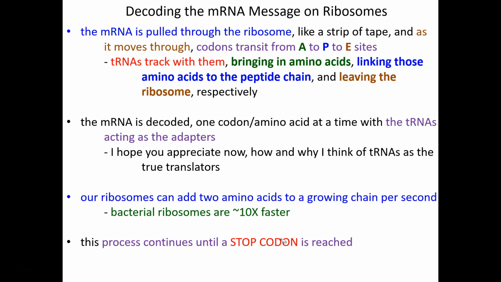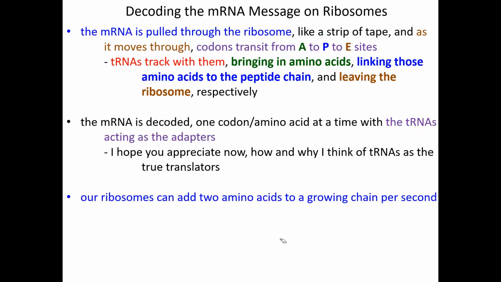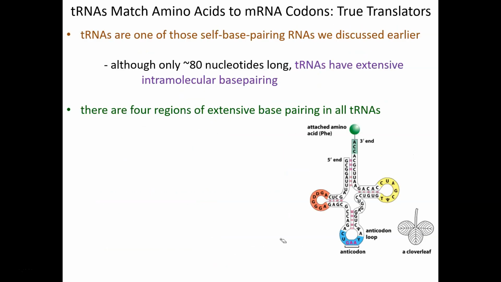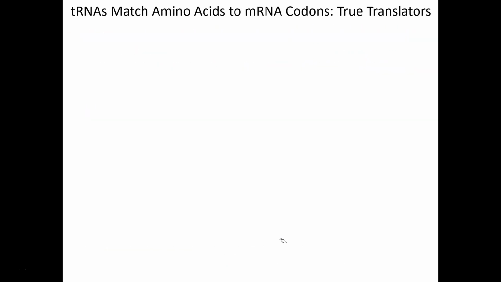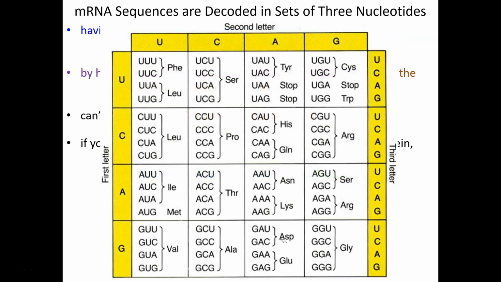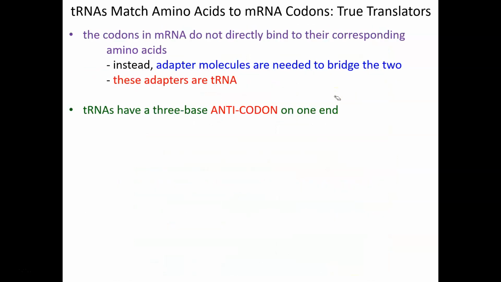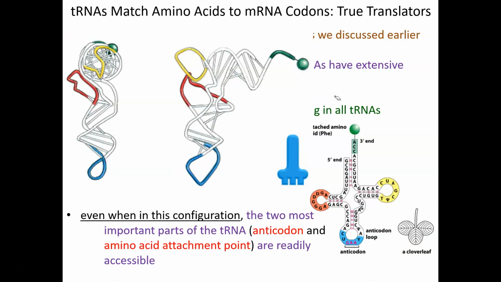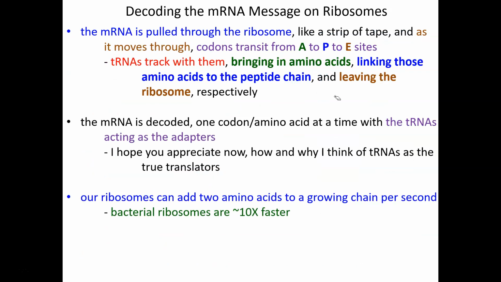This process continues until a stop codon is reached. We have 3 stop codons in the genetic code. They are UAG, UAA, and UGA. So UAG, UAA, and UGA, 3 stop codons, and any one of those stop codons will terminate this process of translation through translation termination.